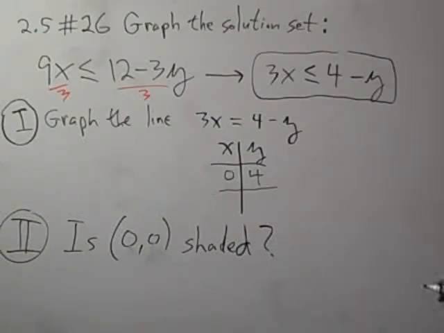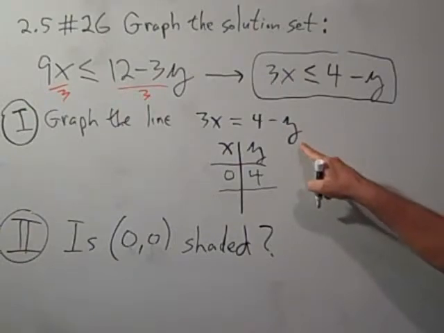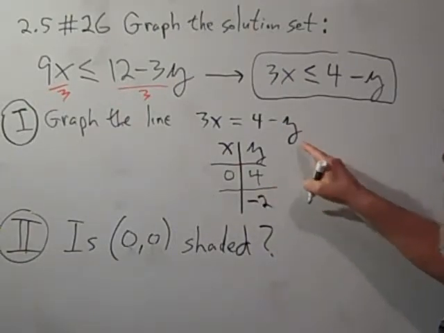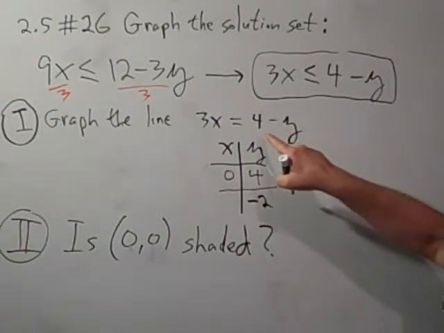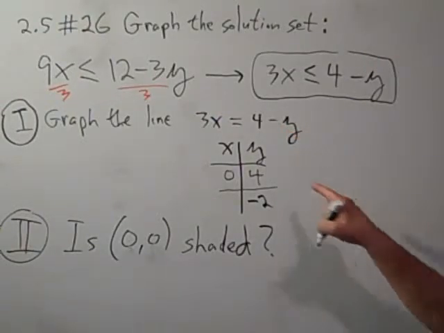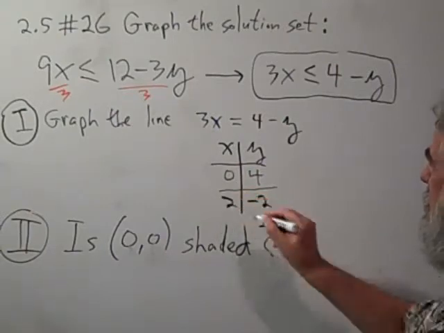And another point is, say that y was equal to negative 2. If y is negative 2, then the opposite of negative 2 is positive 2. 4 plus 2 is 6. 3 times 2 is 6.